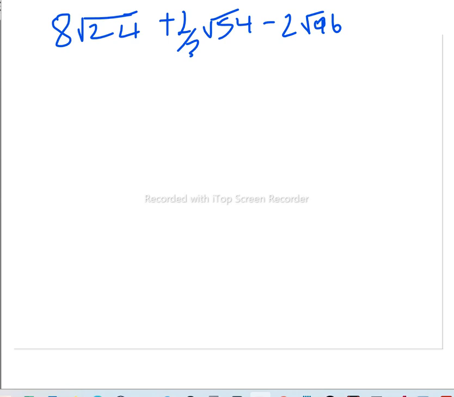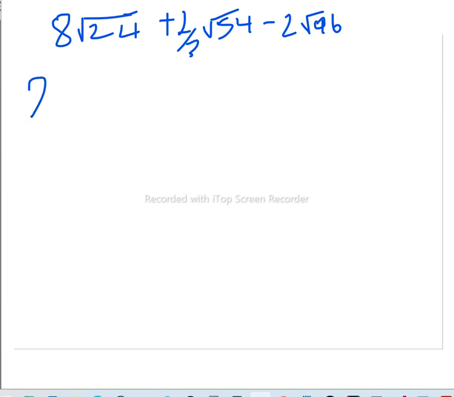As we see, they have different radicands. Now we will bring all these numbers to have the same radicand. Let us see first the equation. As we know, 24 is 3 times 8, 54 is 9 times 6, and 96 means 32 times 3. So we will write this question again.